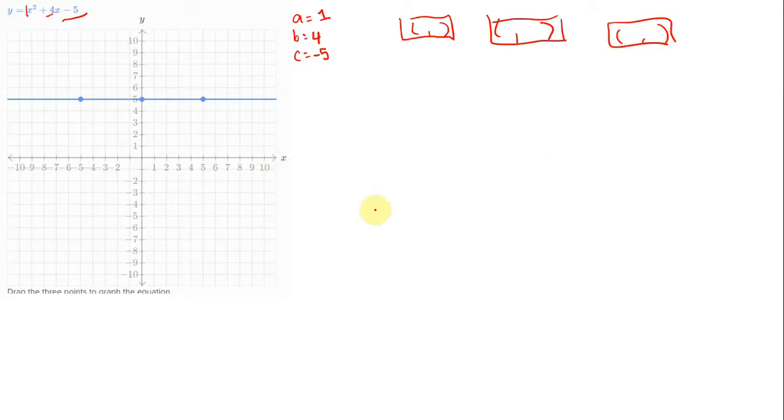Okay, our first point we are going to find when x is 0. And this point is actually pretty much written for us in the equation. When x is 0, that is known as our y-intercept. So in our parabola, our y-intercept is always going to be c. So my first point is going to be 0, negative 5.